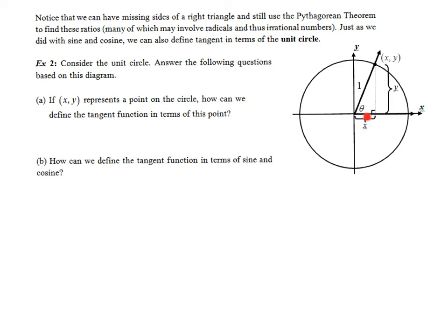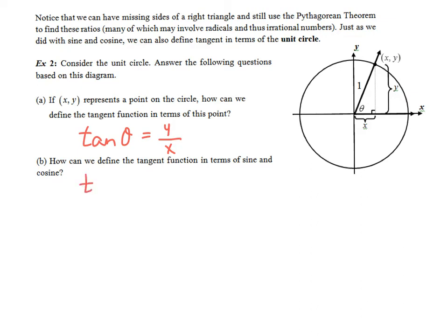So I'm going to go to my angle right here and say, notice that I've got this right triangle, and I still know that the tangent is equal to opposite over adjacent. So in this case, the opposite side is equal to y, and the adjacent side is equal to x. So tangent in terms of our unit circle will be the y-coordinate divided by the x-coordinate.